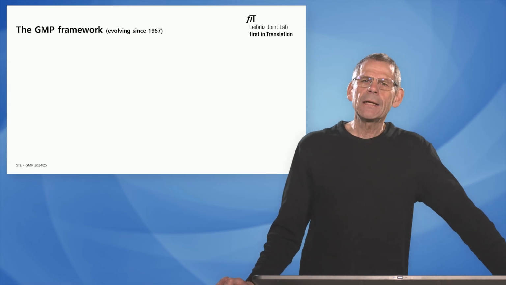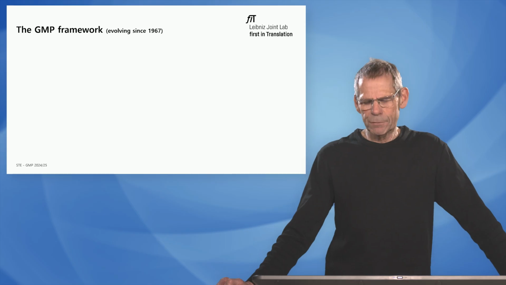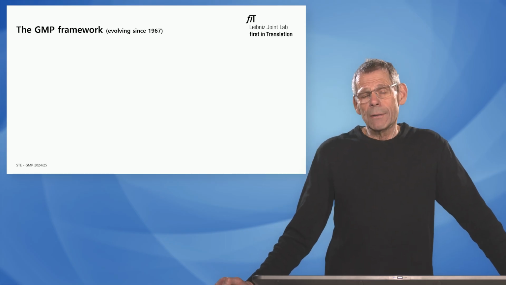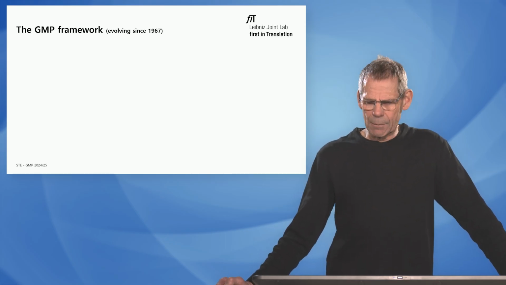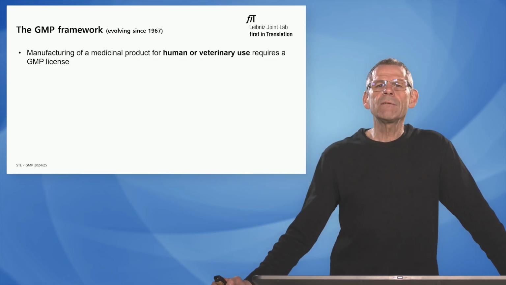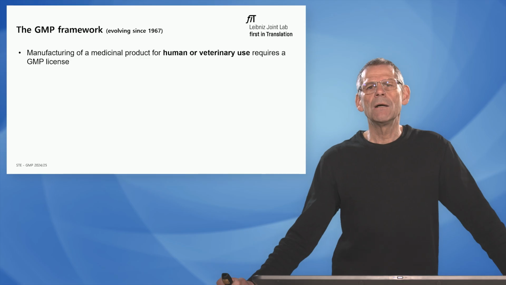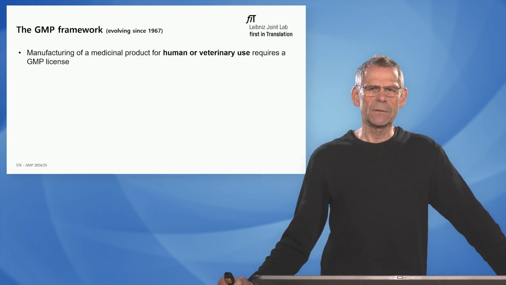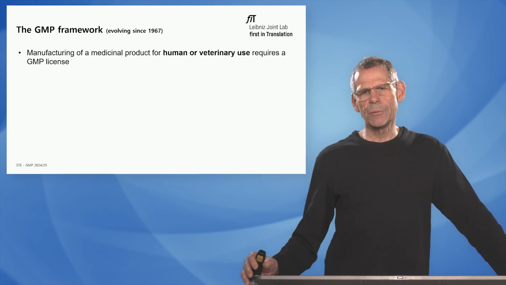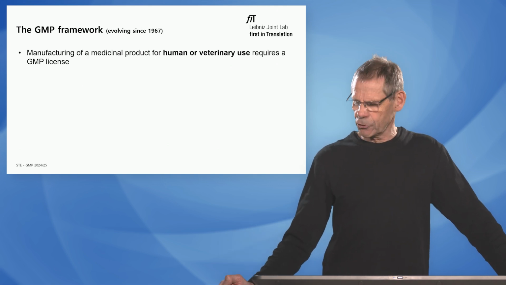Now, let's take a more in-depth look at how GMP evolves and what is specifically meant by it. So, manufacturing of medicinal products for human or veterinary use requires a GMP license. So there's no difference between human or veterinary products in terms of quality and how they should be manufactured.